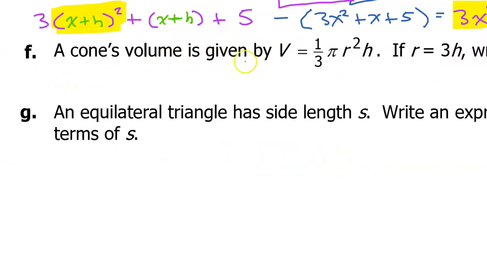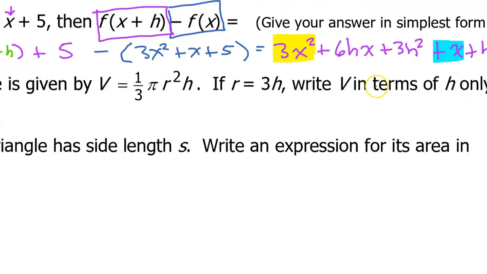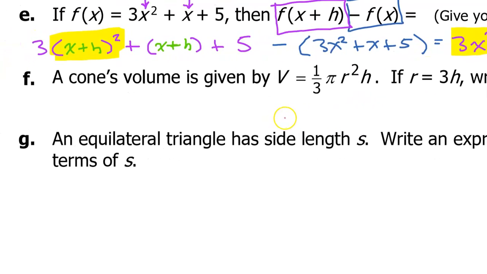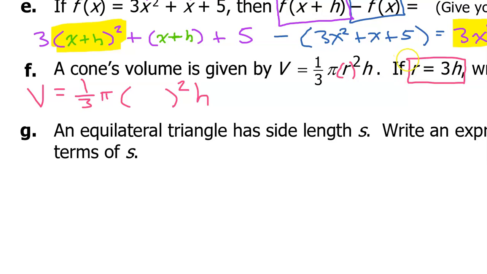Part F, a cone's volume is given by V equals 1/3 pi r squared h. But if r is equal to 3h, write V in terms of h only. So we want to rewrite this formula in terms of h by substituting r with 3h. So the original formula is volume is equal to 1/3 pi, and then we have r squared, but I'm going to do a substitution. So instead of writing r, I'm going to put parentheses squared h. So this is the volume formula, but with parentheses where the r used to be. Now we can do this substitution. Instead of r, I'm going to put 3h.